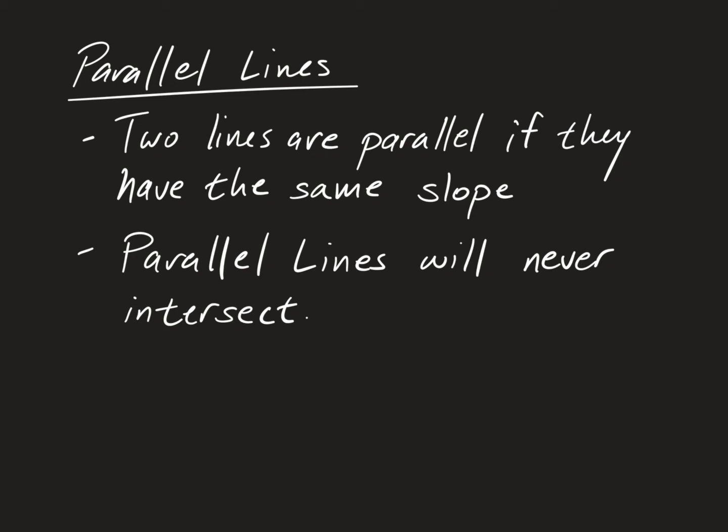First off, parallel lines. Two lines are parallel if they have the same slope. Another thing about parallel lines is that they will never intersect, and that is because they have the same slope. So just really quickly, if I have an x and y axis here, and we draw parallel lines that have the same slope, which slope the same direction, they will never, ever touch.